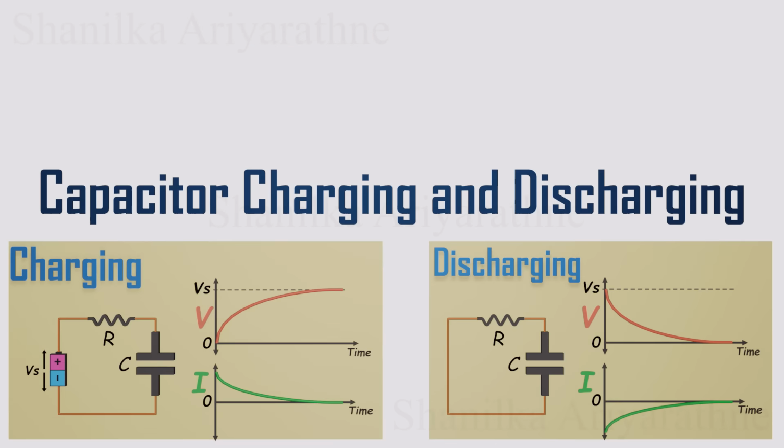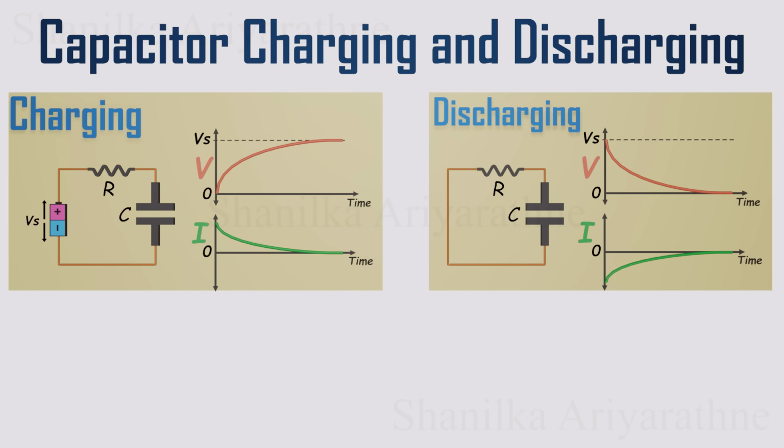If you look at the voltage and current plots for charging and discharging, you'll notice something cool. The curves are almost mirror images, and they take the same amount of time. Whether the capacitor is charging up or letting go of its energy, the timing stays nearly identical.